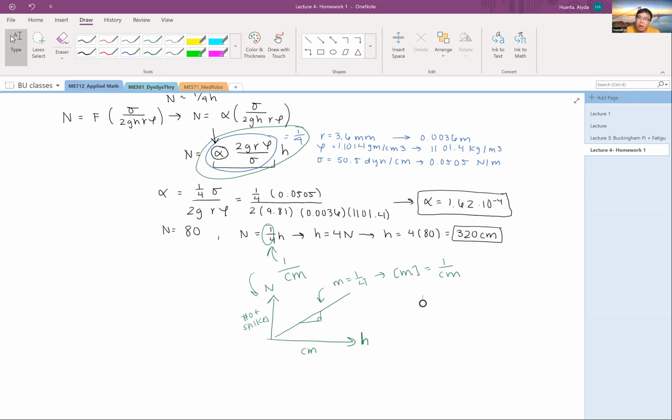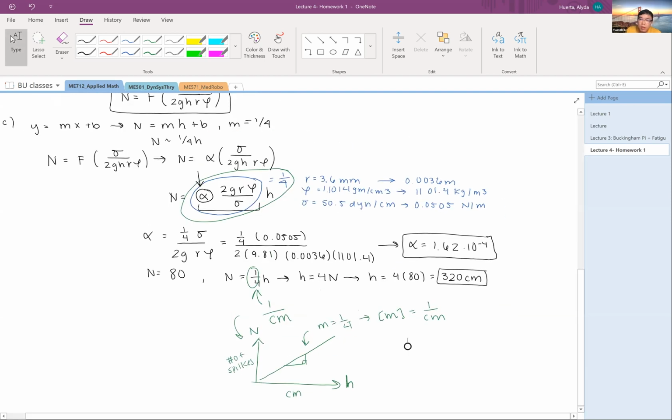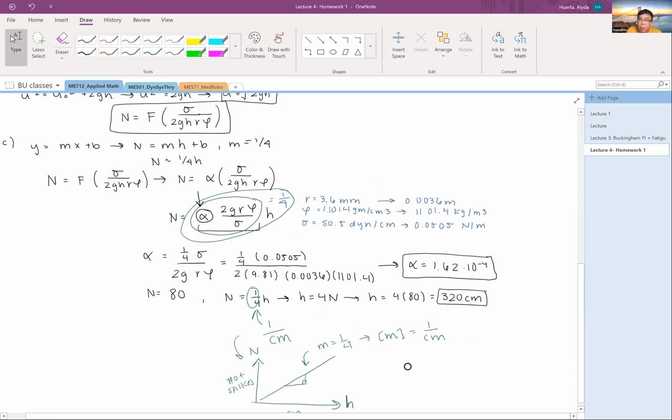Can you guys hear me? So what if the 1/4 is not the whole thing, it's just the alpha? Yeah. So the 2g times the r and the rho over the surface tension is another dimensionless group, right? Because we have 3 known factors, the r is 3.6, the rho, and so if you only use the 80 times 4, I don't think the question is designed to just plug this in, right?